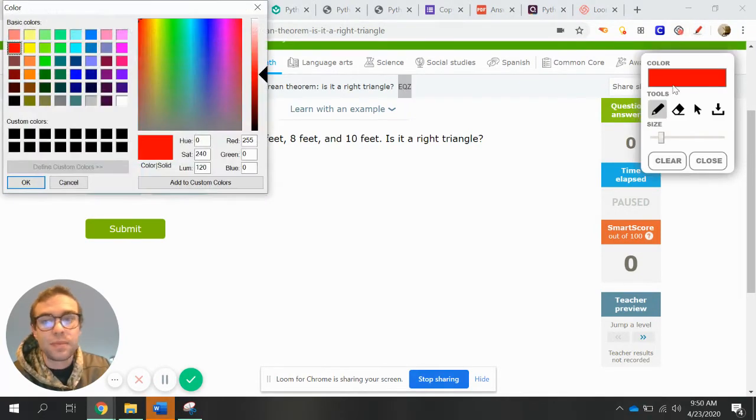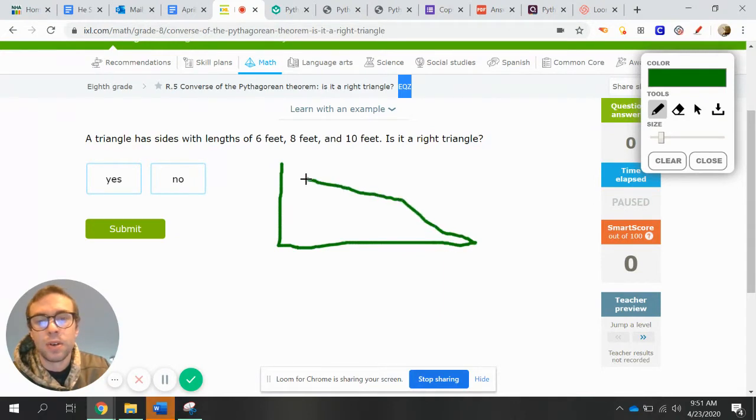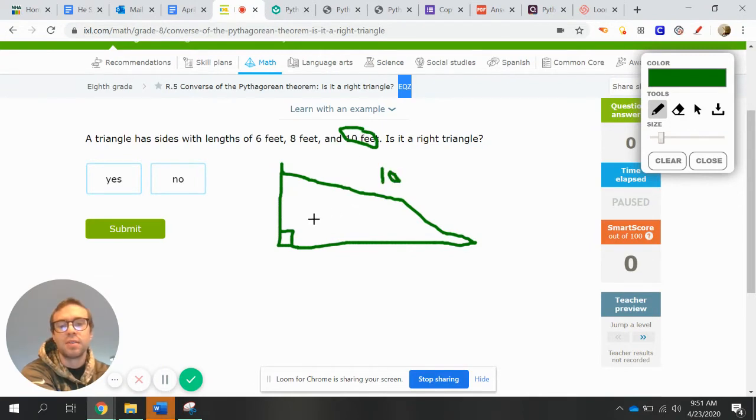Here's what you do. I like to sketch in the triangle here. So I'm going to make a right triangle, just some random right triangle. Just use your imagination. That is a triangle, and right here is the right angle. We know that the longest length, so of 6, 8, and 10, the longest length here is 10. That has to be the one across from the right angle. So we're going to place that in there.